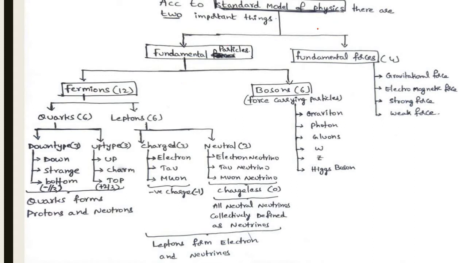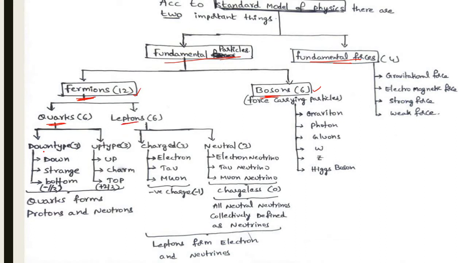So in the standard model of physics, there are two important things. One is fundamental particles, another one is fundamental forces. Fundamental particles are further divided into two groups. One is fermions and another group is bosons. There are a total of 12 fermions and a total of 6 bosons. These fermions are further divided into quarks and leptons, which are 6 in number each.